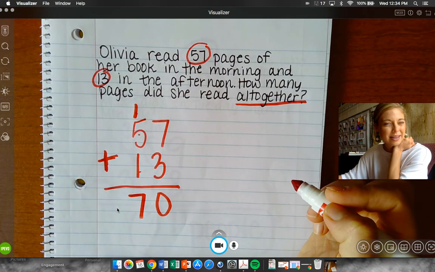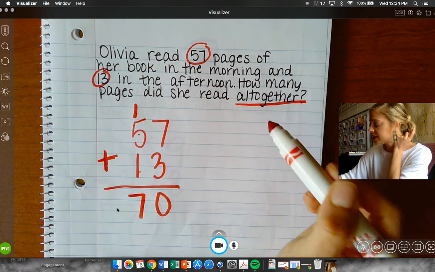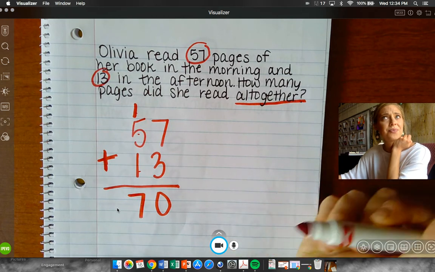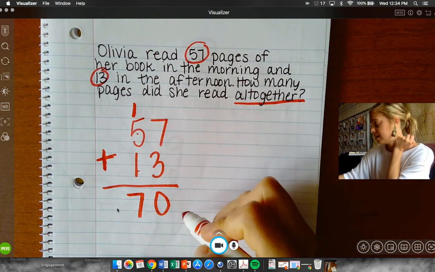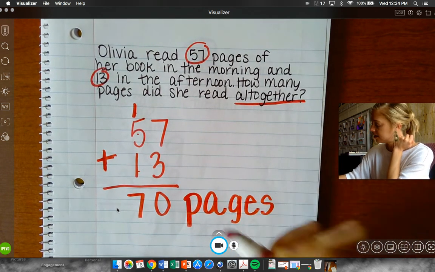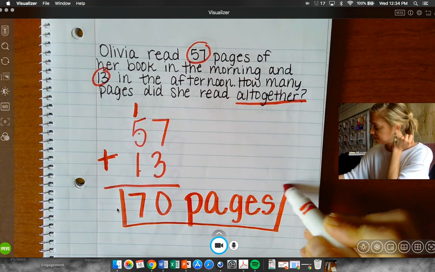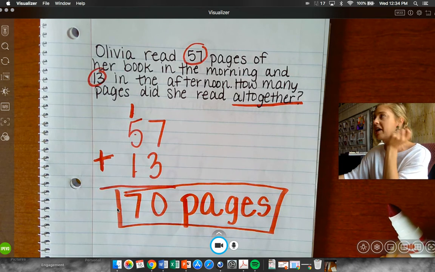And what do you think the label is? The question says, how many pages did she read altogether? 70 what? If you're thinking pages, then you are right. She read 70 pages that day. All right. Perfect. One more problem to go. I hope you're ready for it.